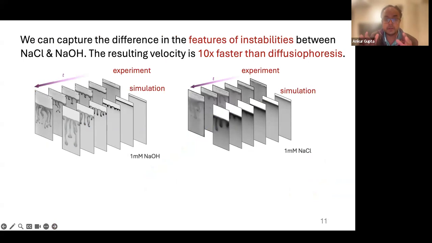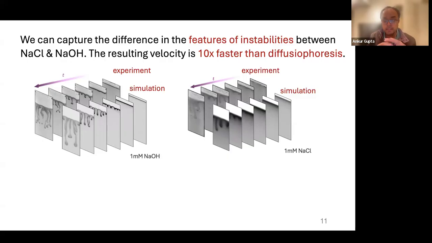So these instabilities, for instance, in NaOH, we typically always see 5 fingers. Obviously, these experiments can be sensitive sometimes, so it's not always exactly 5, but typically this tends to have around 5 fingers. Whereas in NaCl, we get 3 fingers. And again, you can see we can get very good agreement with experiments from our multiphysics simulations.